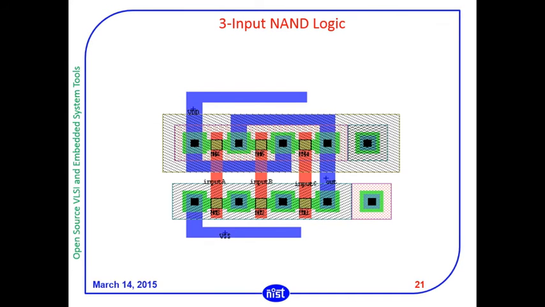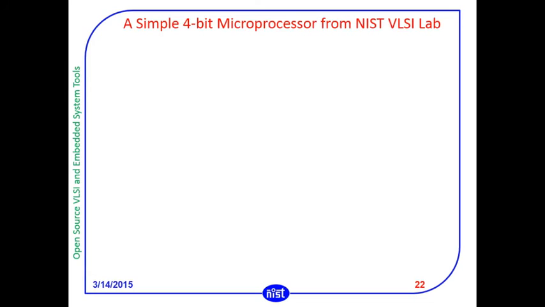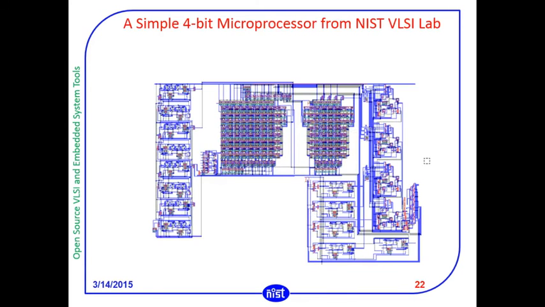This is a NAND gate. Have you seen this kind of NAND gate? By the end of this course you will learn how this NAND gate has been designed. And this is a simple 4-bit microprocessor, which our students have designed for this course using the Magic tool. That is the power of the Magic tool.